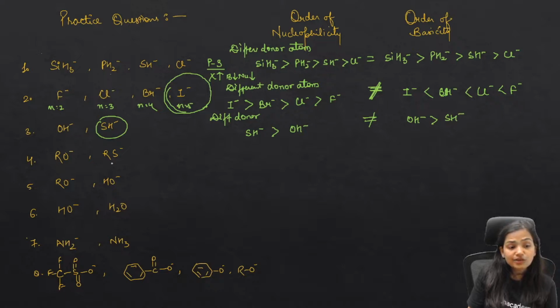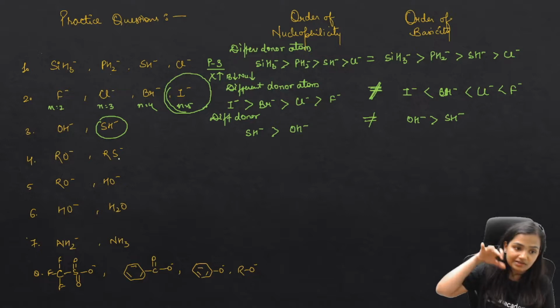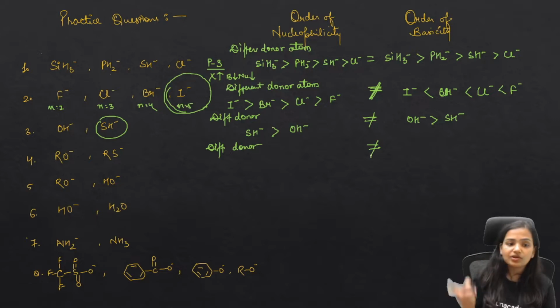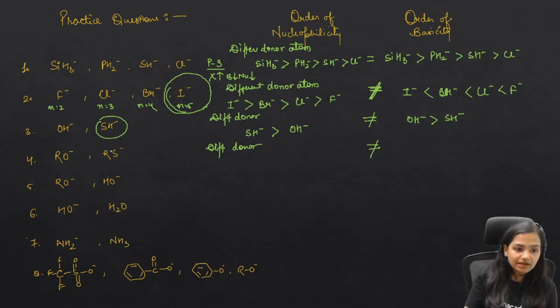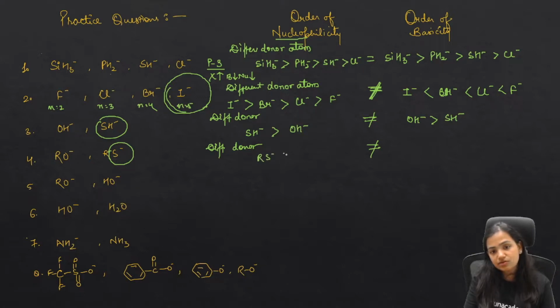When we have another question, which is RO negative, RS negative, R is the electron pushing group, so electron density will increase because of the plus I effect. Now this is O and this is S, different donor. For different donors, we know that the order is not the same. If the order is not the same and it is going to be opposite, what would it be? We know that again S is a large size species. It is going to be a good nucleophile. For nucleophilicity, we have to see the size. So RS negative is going to be a better nucleophile than RO negative.